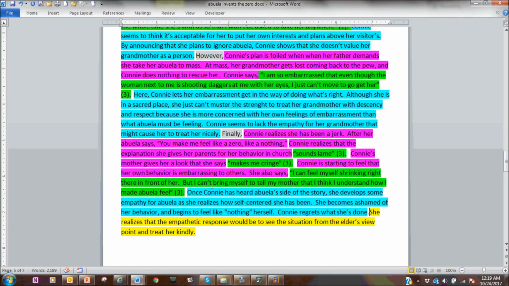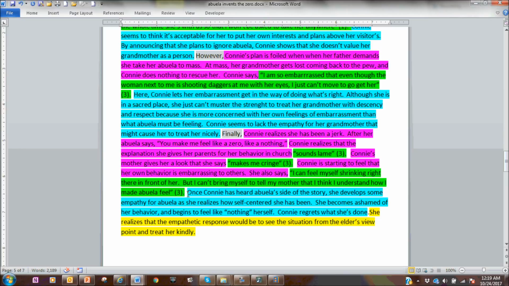The very last part is I need to have my final analysis of that quote. And I'm saying that once Connie has heard Abuela's side of the story, she develops some empathy for Abuela as she realizes how self-centered she has been. She becomes ashamed of her behavior and begins to feel like nothing herself. Connie regrets what she's done.